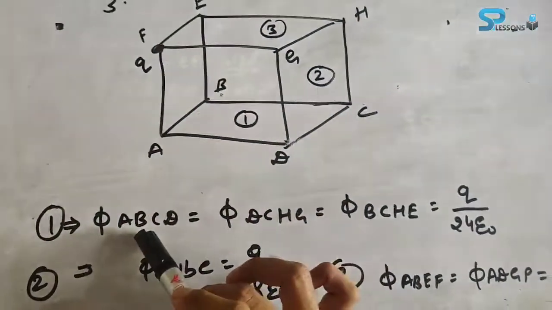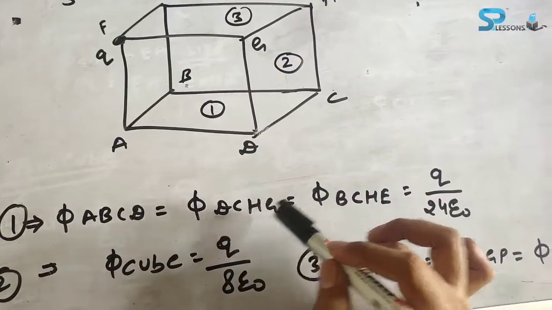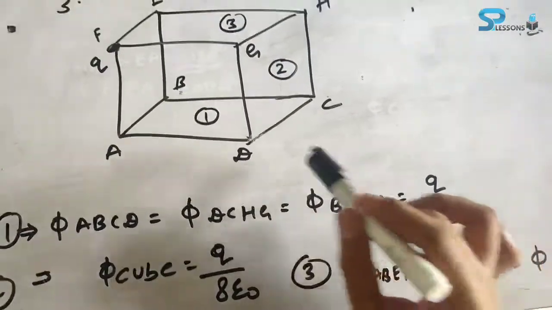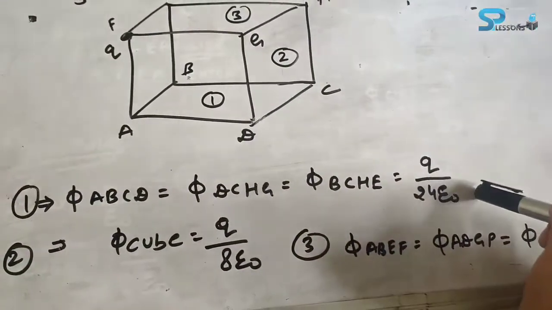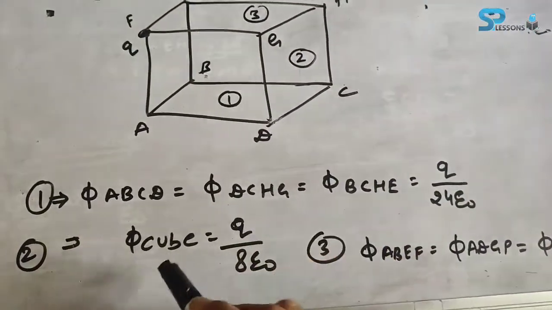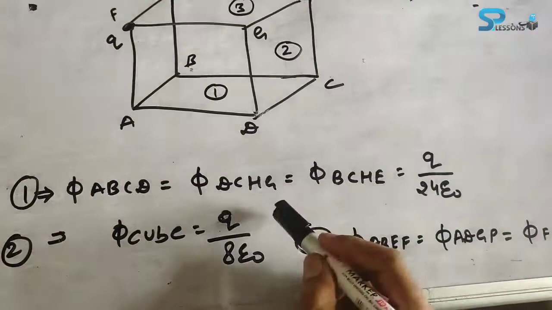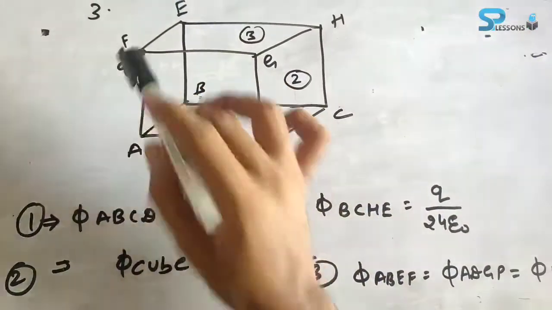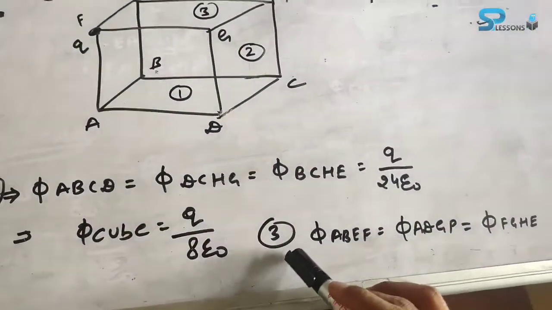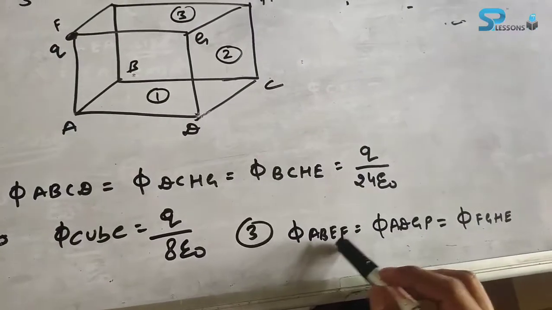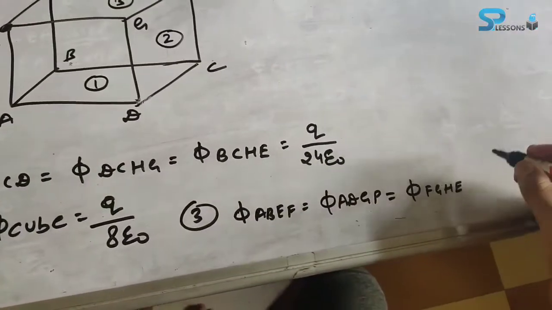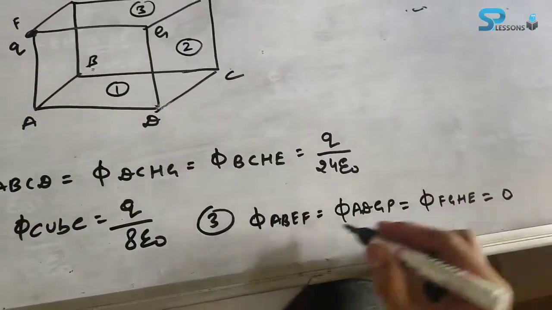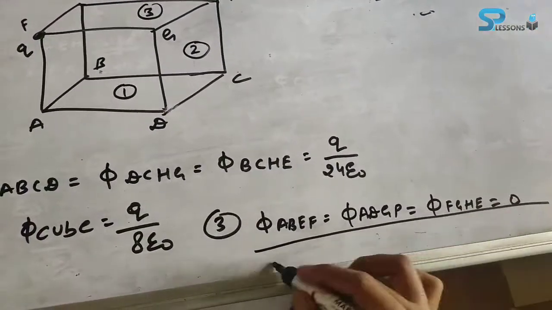So phi ABCD, phi DCHG and phi BCHE, meaning 1, 2 and 3 surfaces, equals q upon 24 epsilon naught. The total flux of the cube equals q upon 8 epsilon naught. And the third, phi ABEF, phi ADGP and phi FGHE equals 0. No flux is passing through these.